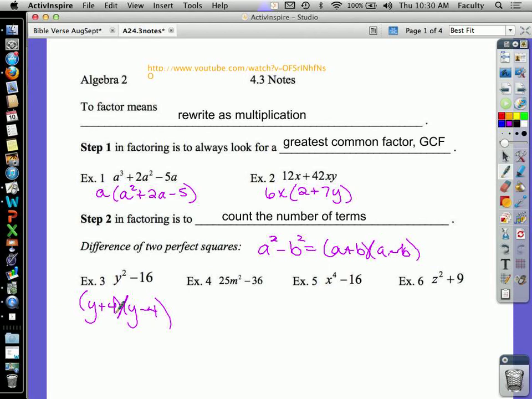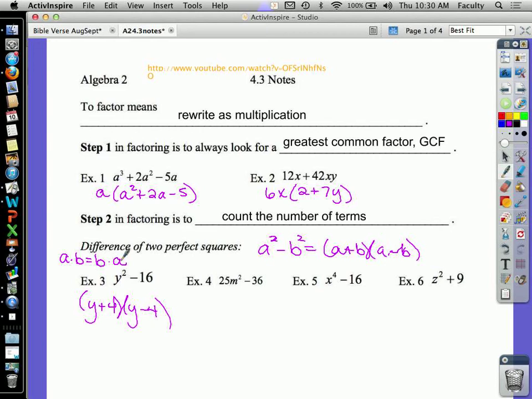Now let me ask you this question, because a student will typically ask this. What if you wrote y minus 4 down first times y plus 4? Is that wrong? What if I have these switched? No. It would be okay, right? Because we're really saying a times b is the same thing as b times a. Do you guys remember what property is that? Commutative property. That's the commutative property that says you can switch the order. All right, let's look at example 4.